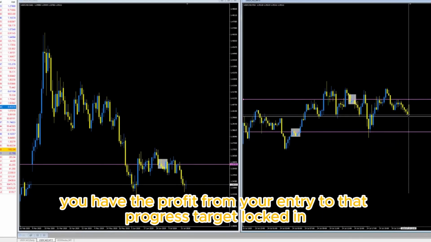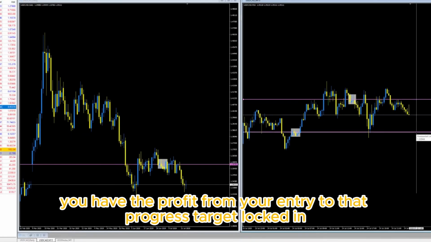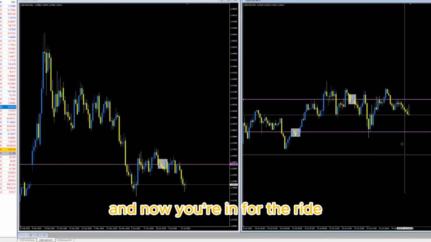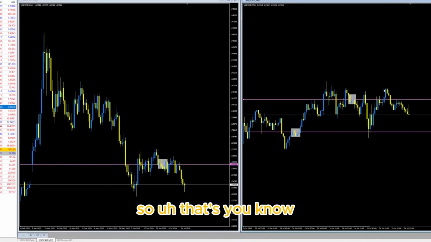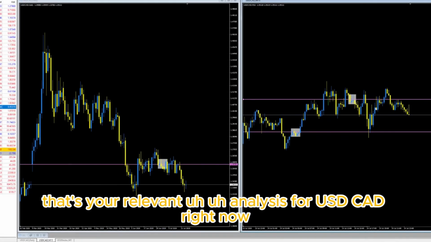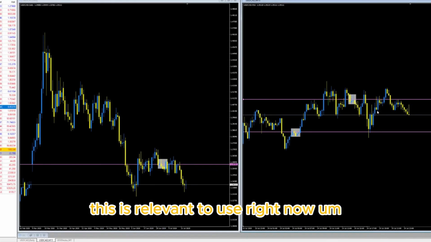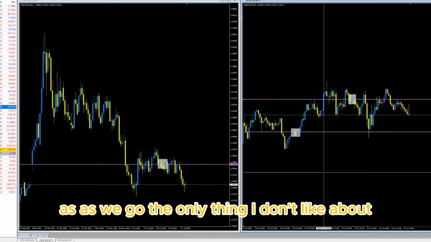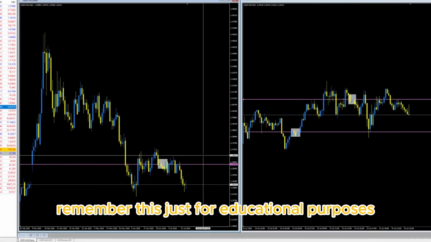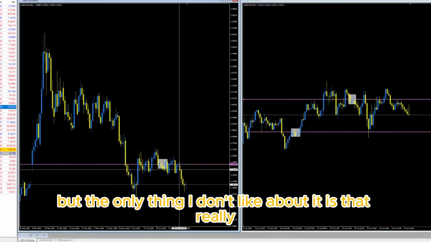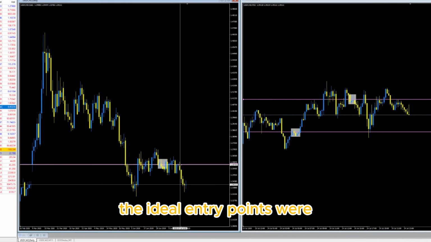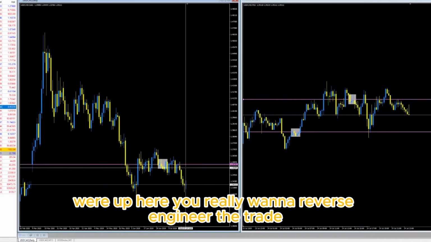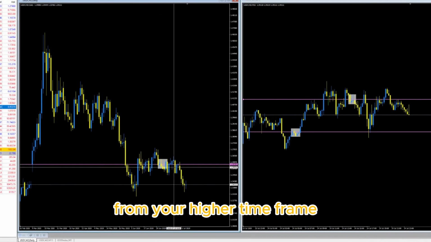And at that point, you have the profit from your entry to that progress target locked in, and now you're in for the ride. So that's your relevant analysis for USD CAD right now. This is relevant to use right now, as we go. The only thing I don't like about it, remember, this is just for educational purposes, is that really the ideal entry points were up here. You really want to reverse engineer the trade from your higher time frame.